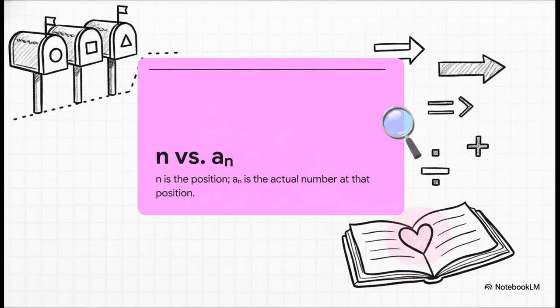First, we have n. This simply represents a term's position in the sequence. Think of n like the address on a mailbox. You've got mailbox 1, mailbox 2, mailbox 3, and so on. Then we have a sub n, written a_n. This is the actual number living at that specific position. It's the mail inside the mailbox. So if the third number in our sequence is 20, n is 3, and a_n is 20. Keeping these 2 straight, that's your secret weapon for mastering sequences.